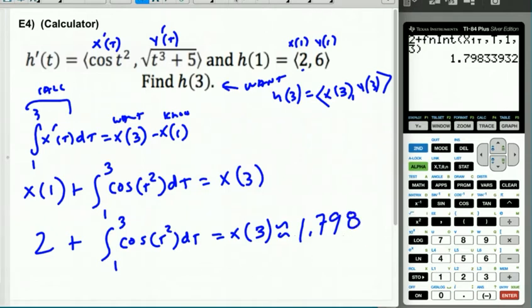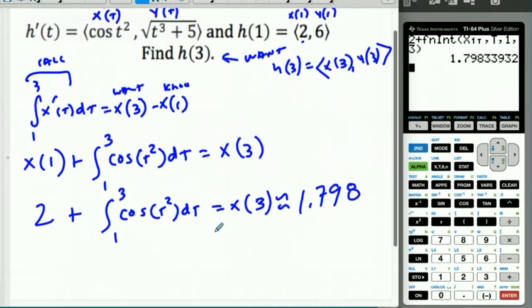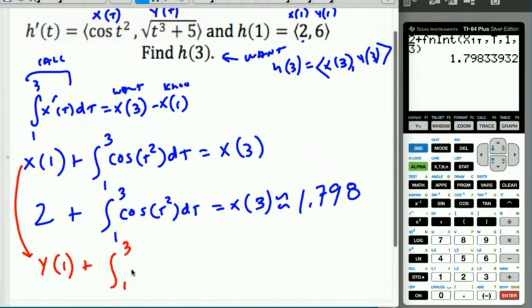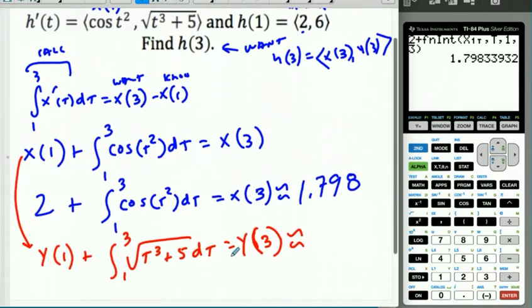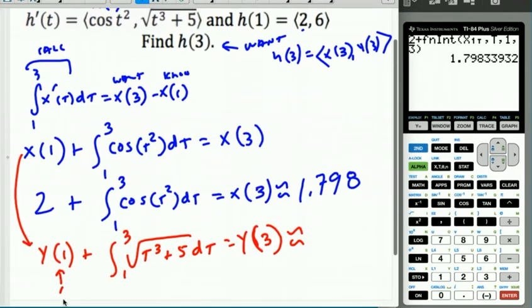And then honestly, I'm going to kind of cheat and say that I can just kind of copy my own work here, but for the y, right? Y of 1 plus the integral from 1 to 3 of the y prime function, right, should give me y of 3. Like, I don't need to reinvent the wheel. I don't need to logic through that again. I can go ahead and find it, right?